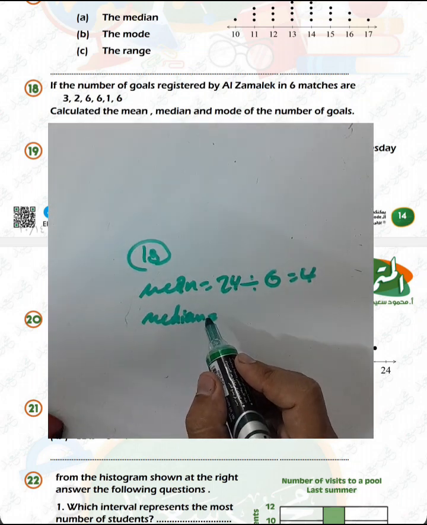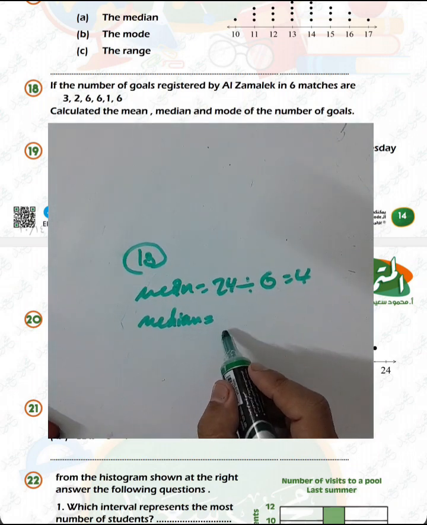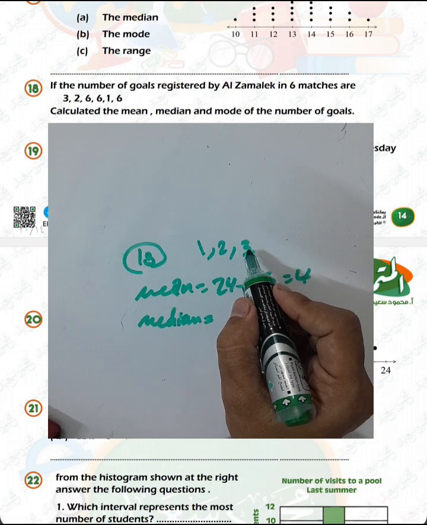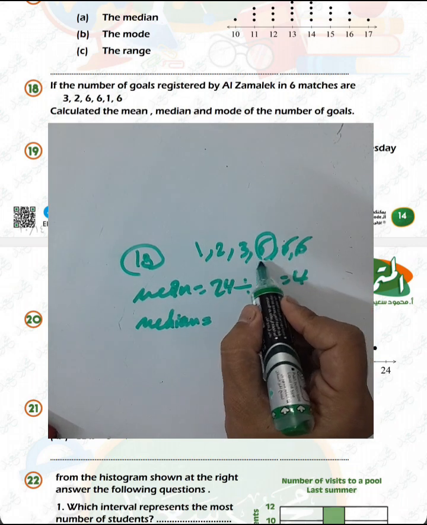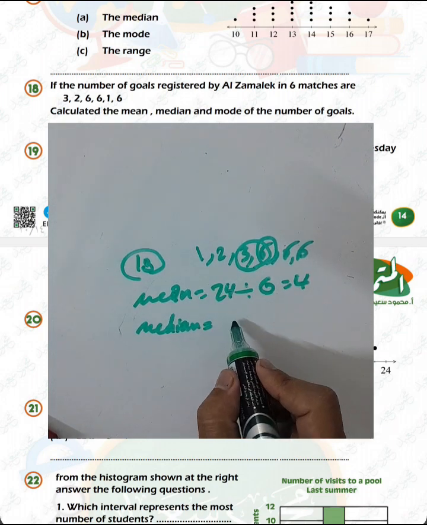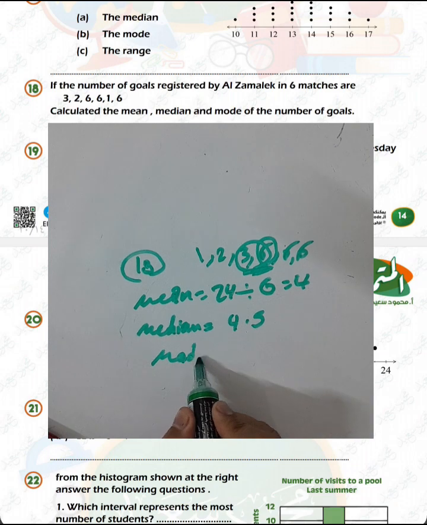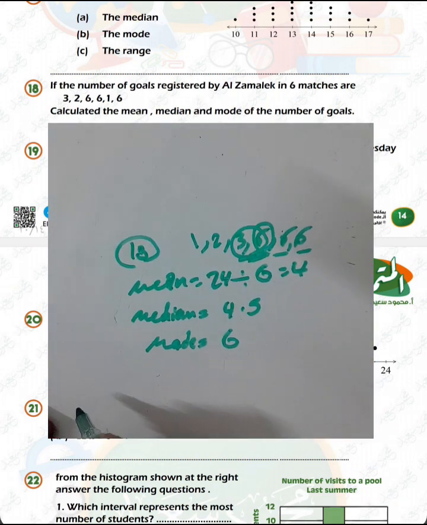And we can write the median. What is this number? It will be 6 plus 3 divided by 2, but we must arrange all the numbers first: 1, 2, 3, 6, 6, 6. We have 6 and 3, divided by 2, it will be 4.5. It's the median. And the mode, the most repeating number, will be 6. It's the mode.